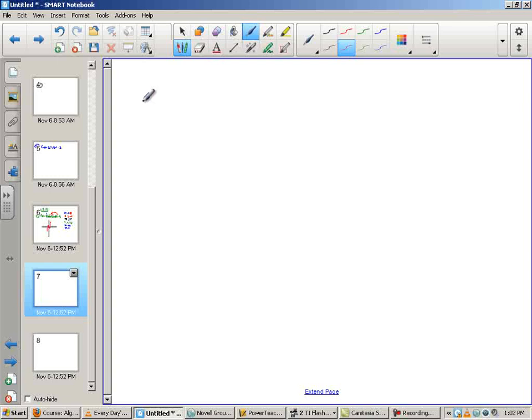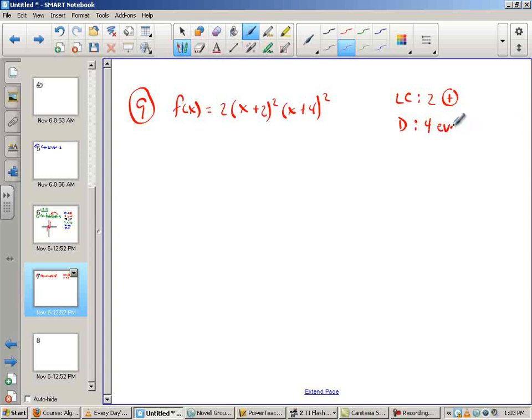Let's also look, I said, at number 9, which has f of x equals 2 parentheses x plus 2 quantity squared, x plus 4 quantity squared. I'm going to go through the same series of questions. The leading coefficient here would be 2, which is positive. The degree of the polynomial, well, there's 2 of these. So this is really x squared here. There's 2 of these because of the square, so x squared. x squared and x squared, that's x to the 4th, which is even.